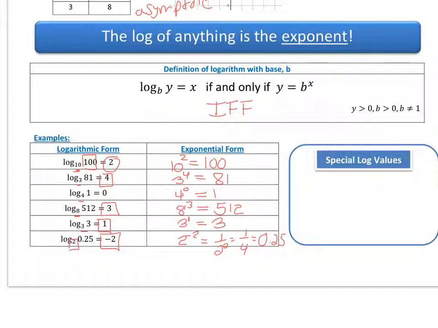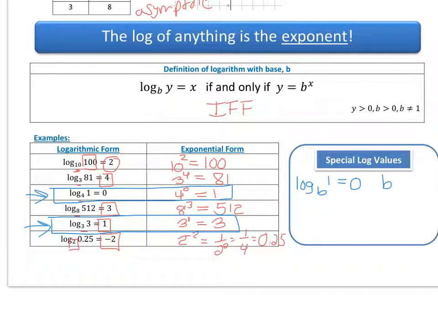If you notice, here is one that's kind of important to look at, and also here is important to look at. Special log values. So if we have the log of 1, in this case log base 4 of 1, it doesn't matter what that base b is, the log of 1 is always going to be 0, because whatever that base is, to a power of 0 is going to equal 1. So that's just a special log value. The log of 1, regardless of the base, is always going to be 0.